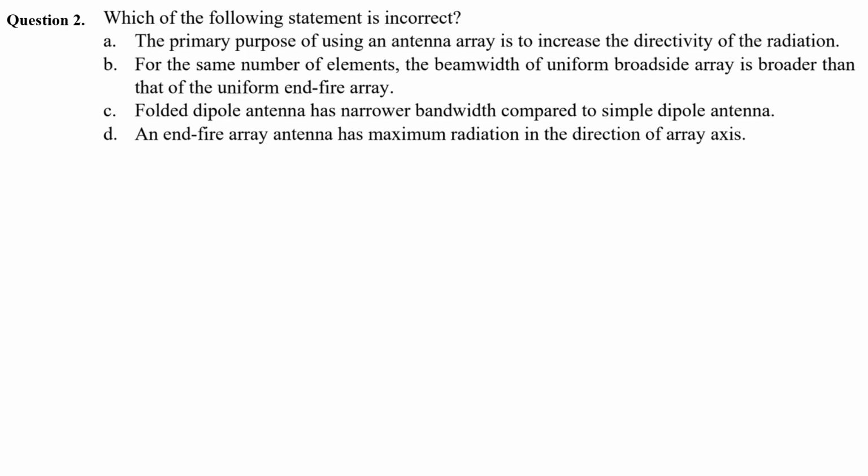And option B is, for the same number of elements, the beam width of a uniform broadside array is broader than that of the uniform endfire array. Option C, folded dipole antennas have narrower bandwidth compared to simple dipole antenna. And option D, an endfire array antenna has maximum radiation in the direction of the array axis. Option D is also correct, because that's what an endfire array does. It has maximum radiation along the direction of the array axis. Now we have a doubt between option B and C.